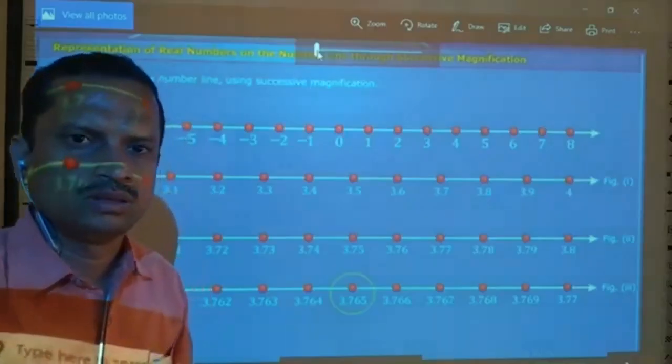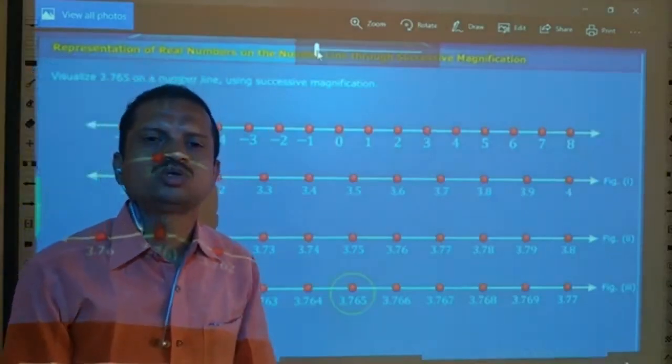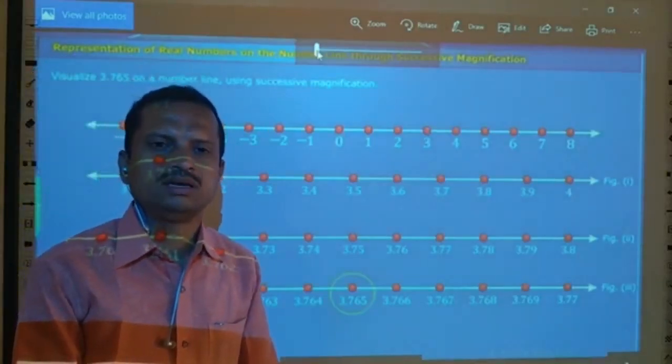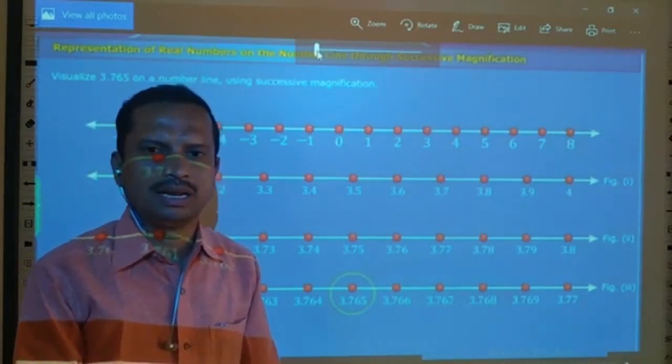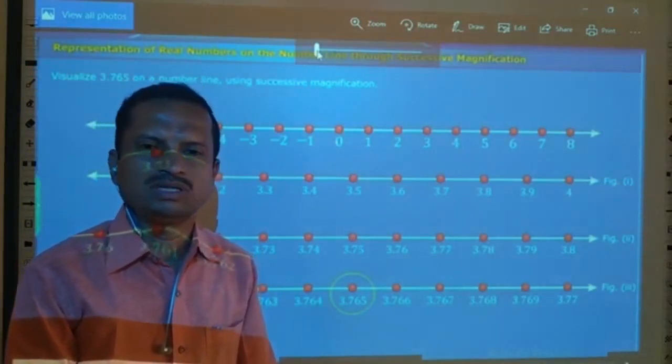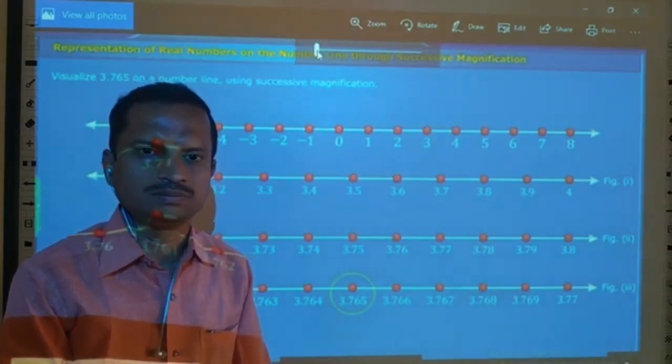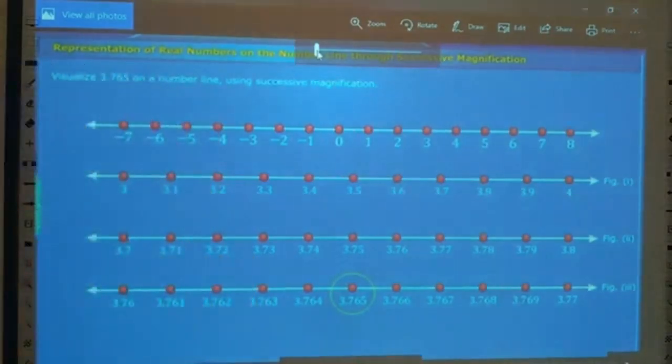And now you see how to visualize a given decimal expansion on number line. It is nothing but the location of the decimal number. You see how. Representation of real numbers on the number line through successive magnification. This is exercise 1.4, question 1.